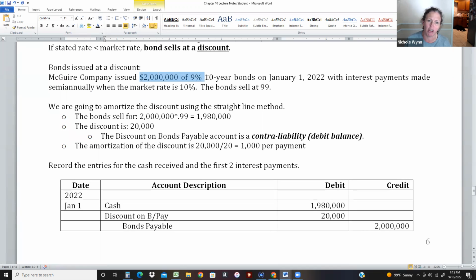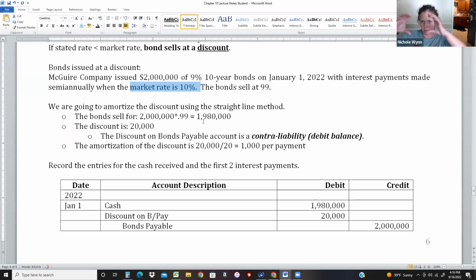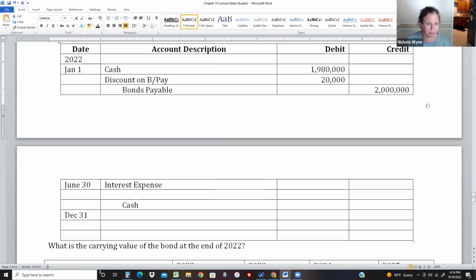This is a $2 million 9% bond paying interest semi-annually. Now, this is called the stated rate, the 9%, because that's the rate we are paying. The investor doesn't know what the market rate is. They know on their bond certificate, it says this bond pays 9% interest. So that's what we're going to use for what we give them in cash.